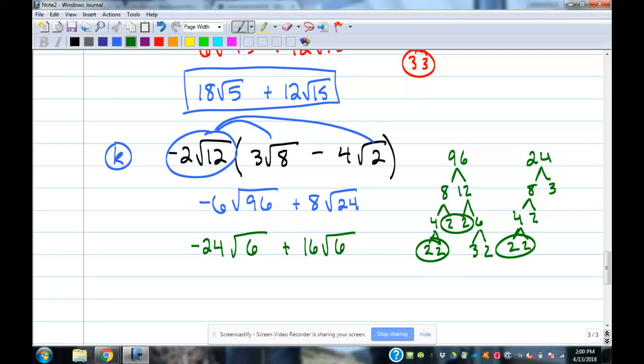Are they like terms now? Yes. All right. So negative 24 plus 16. Negative 8 radical 6. Good job. That's right. So that one did simplify all the way down to 1. They're not always going to do that. You've got to simplify each radical just to make sure whether that happens or not. There's distributive property. Pretty easy thing.